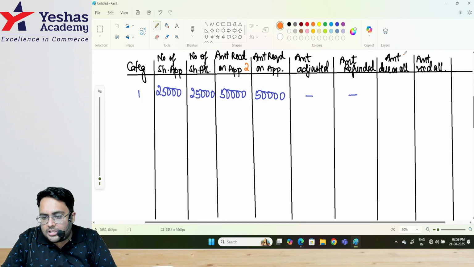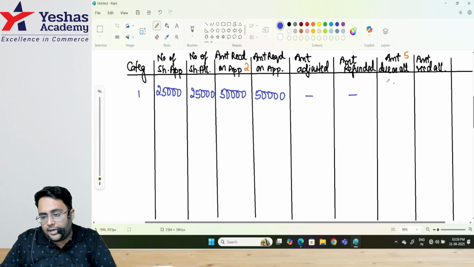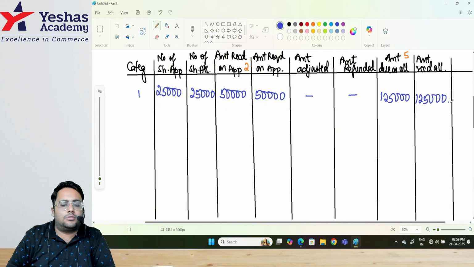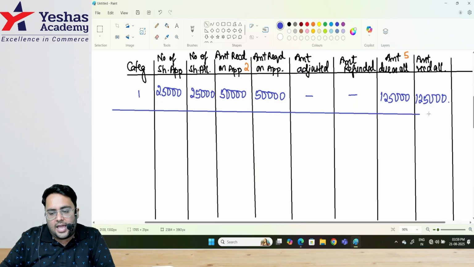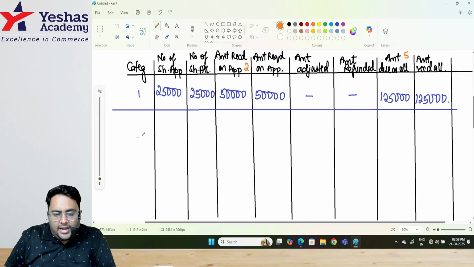Allotment stage, how much is per share? 5 rupees. What is the total money due? 25,000 into 5, 1,25,000. How much will be received? 1,25,000. How many of you got category A correct? Good. Let us come down to category B.